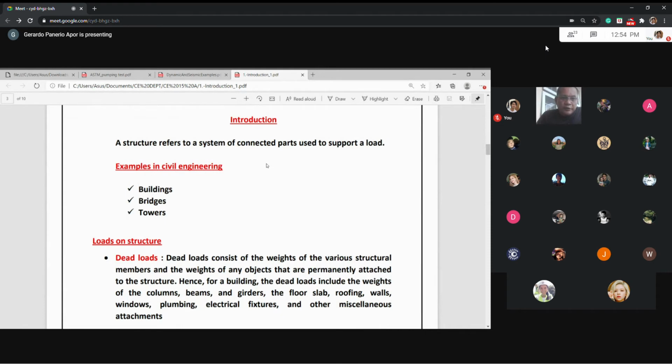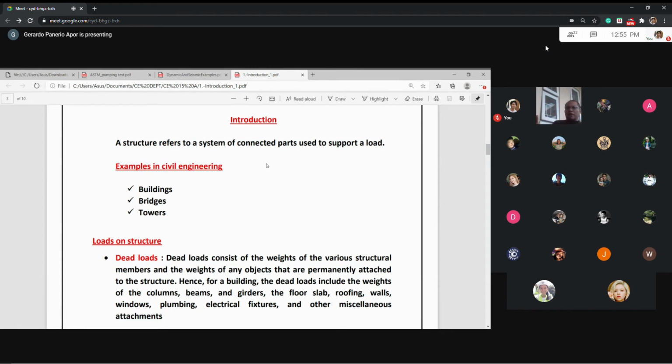A structure refers to a system of connected parts used to support load. So this is a very simple definition of a structure, no? But you can have a longer definition than this. Other books take maybe one page to describe what a structure is, but this one is only one sentence. A structure refers to a system of connected parts, meaning it's not only one part, okay?